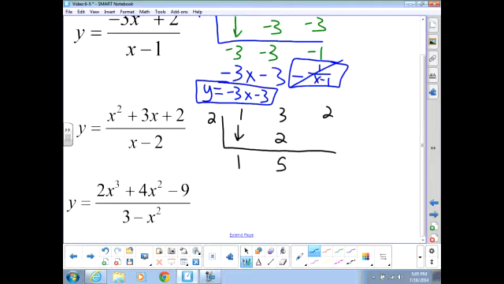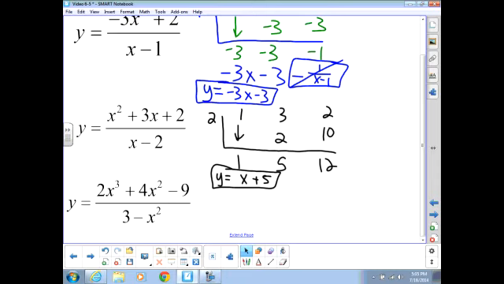Then we'll multiply the 5 with the 2 that's outside the box, so we get 10. Add them, and you get 12. So this is really x plus 5, and remember we ignore our remainder. So you just have y equals x plus 5. And again, the reason we ignore the remainder is because as x gets huge, that's going to go to 0. So it's not going to really have an influence as we have really large x values.